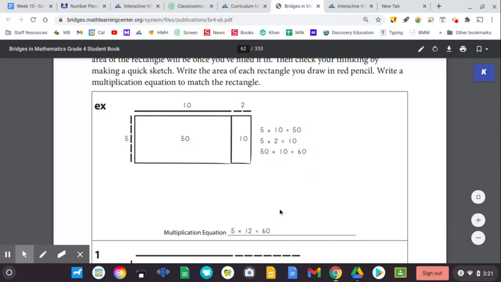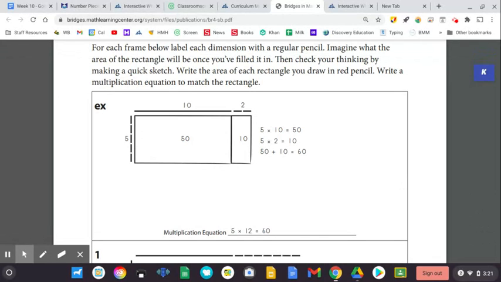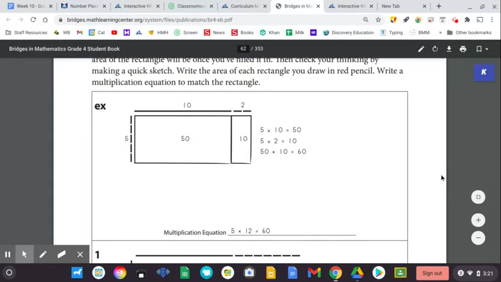The multiplication equation we did is 5, that's this number, times 12. Where did the 12 come from? Stop a moment and think. Where did that 12 come from? Okay, I hope you noticed. 10 plus 2 equals 12. 12 is distributed across the top of our rectangle.